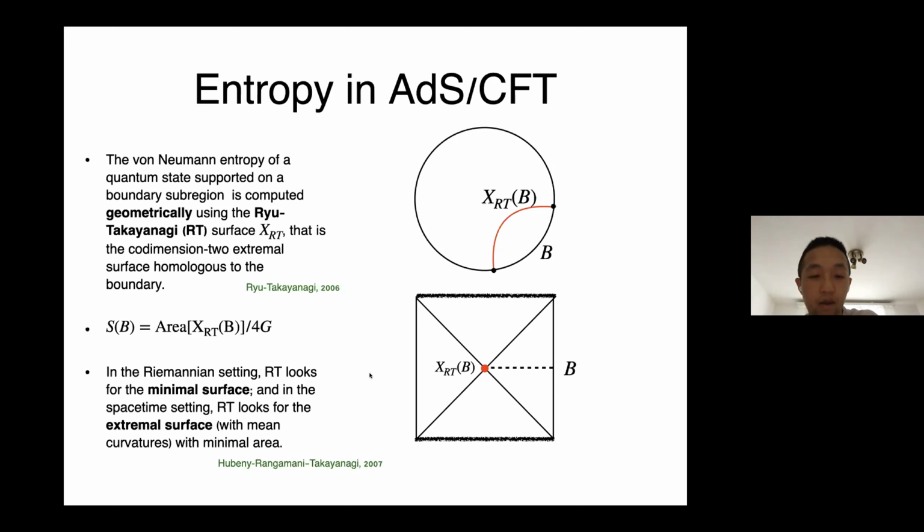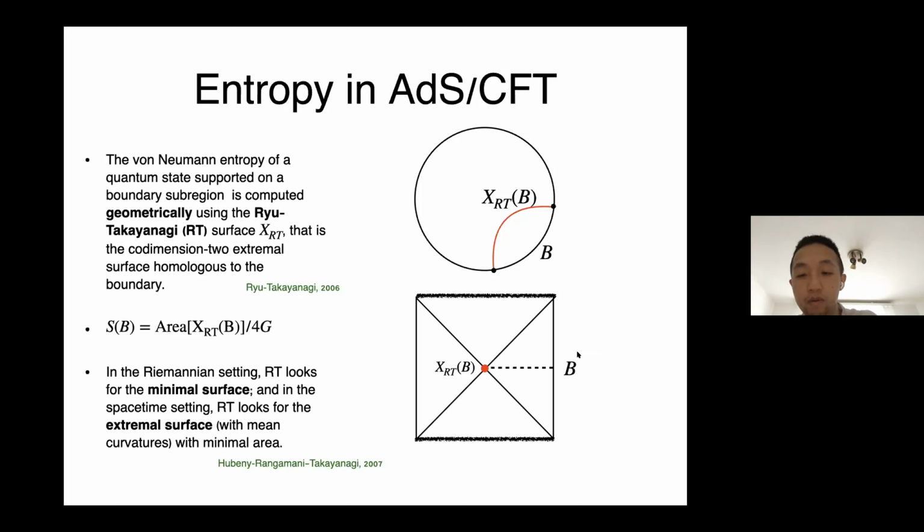And there the RT formula looks for, instead of the minimal surface, an extremal surface, by which I mean, because it's a codimension-two surface, you have a two-dimensional mean curvature vector, and you demand the surface has vanishing mean curvature in both directions. And then you look for such a surface with minimal area, and that area computes for you the entropy, as shown in this formula.